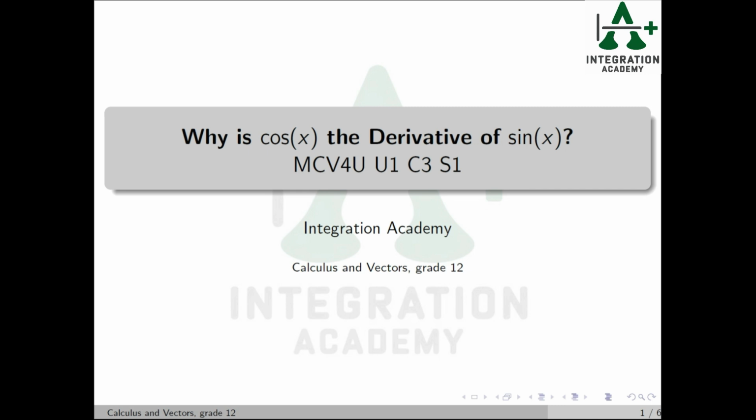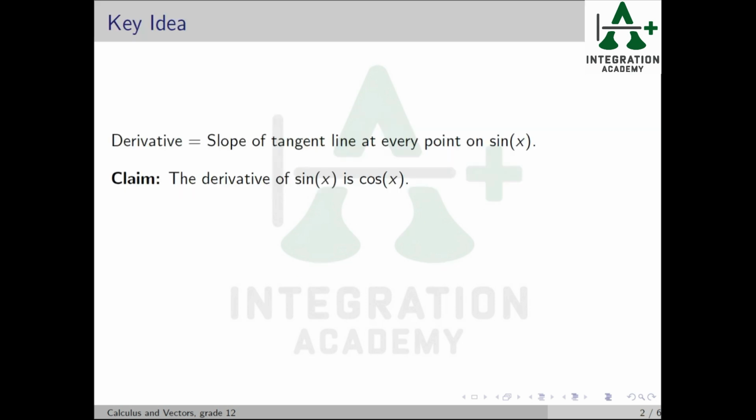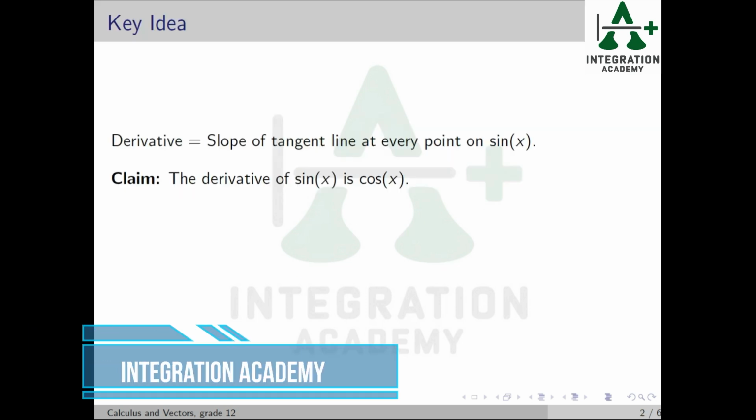Today, we'll explore why the derivative of the sine function is the cosine function. Let's dive into this beautiful connection between trigonometry and calculus. The derivative of a function tells us the slope of its tangent line at every point. We claim that if you take the derivative of sine of x, you get cosine of x.